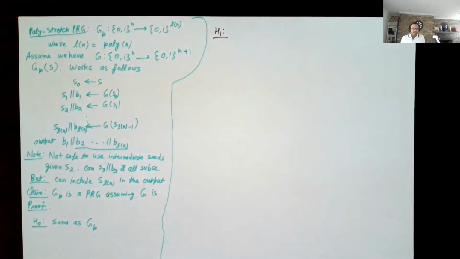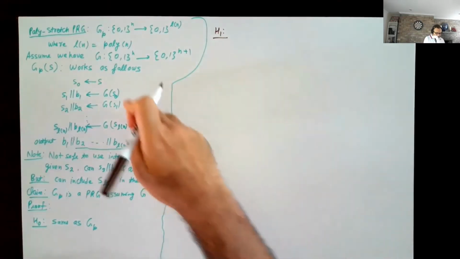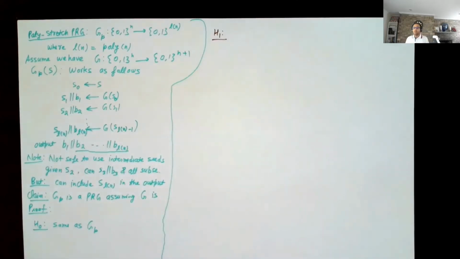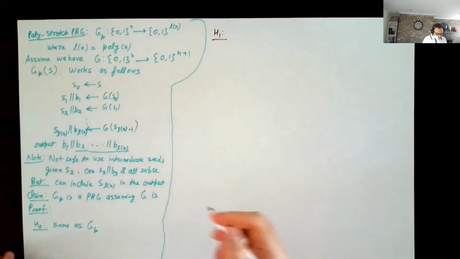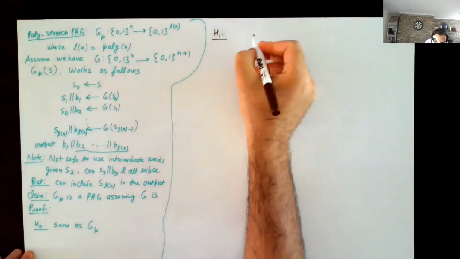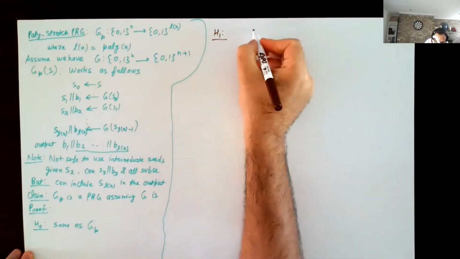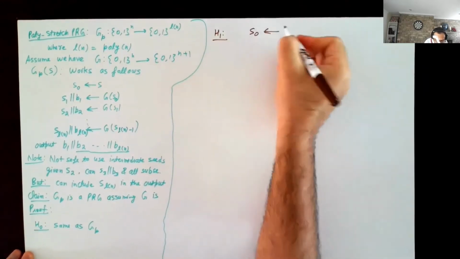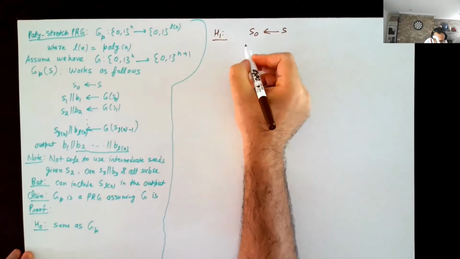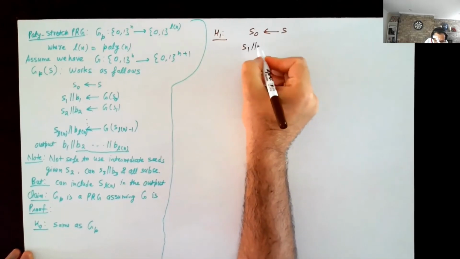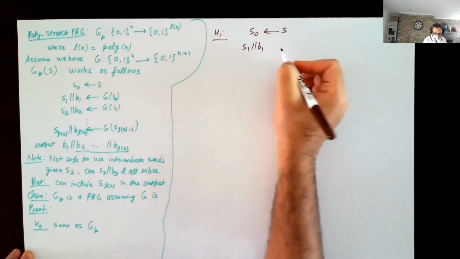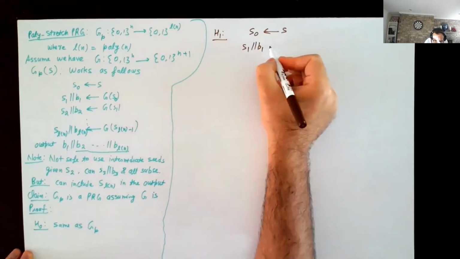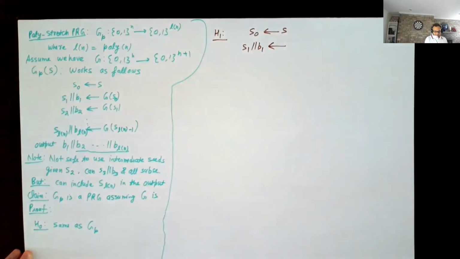So our strategy would be, we have several invocations of G, and one by one, we will replace the output of each G by a uniform string. So HG, we will again start by the first seed being just the input. But now here comes the difference.